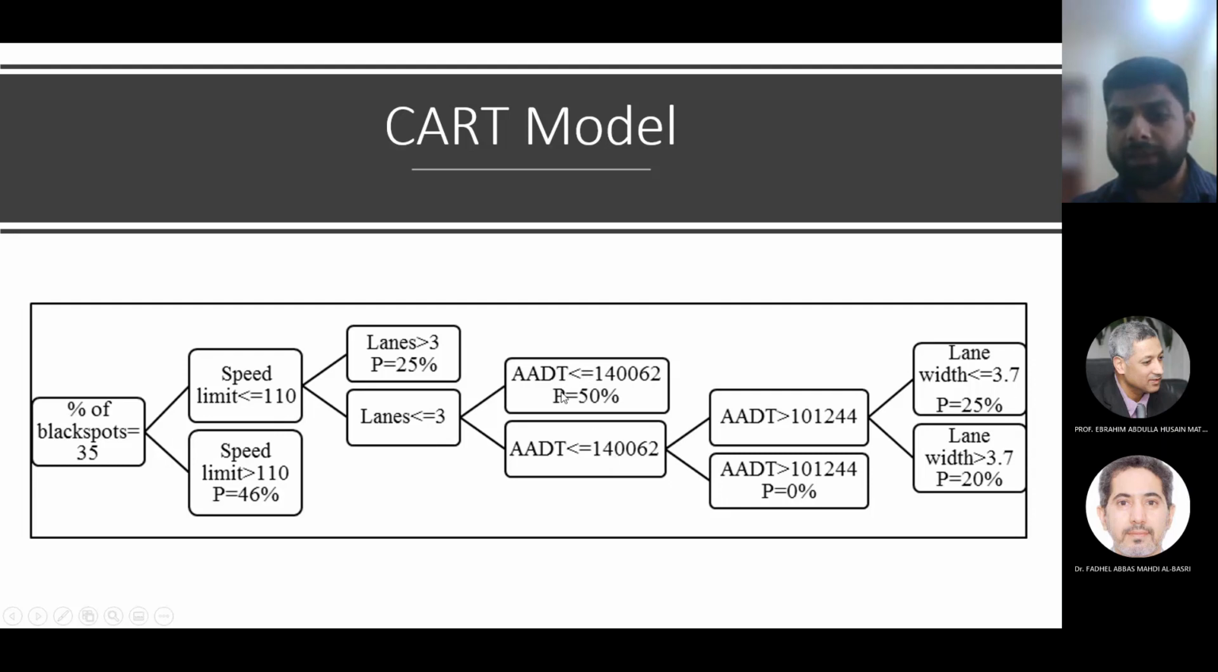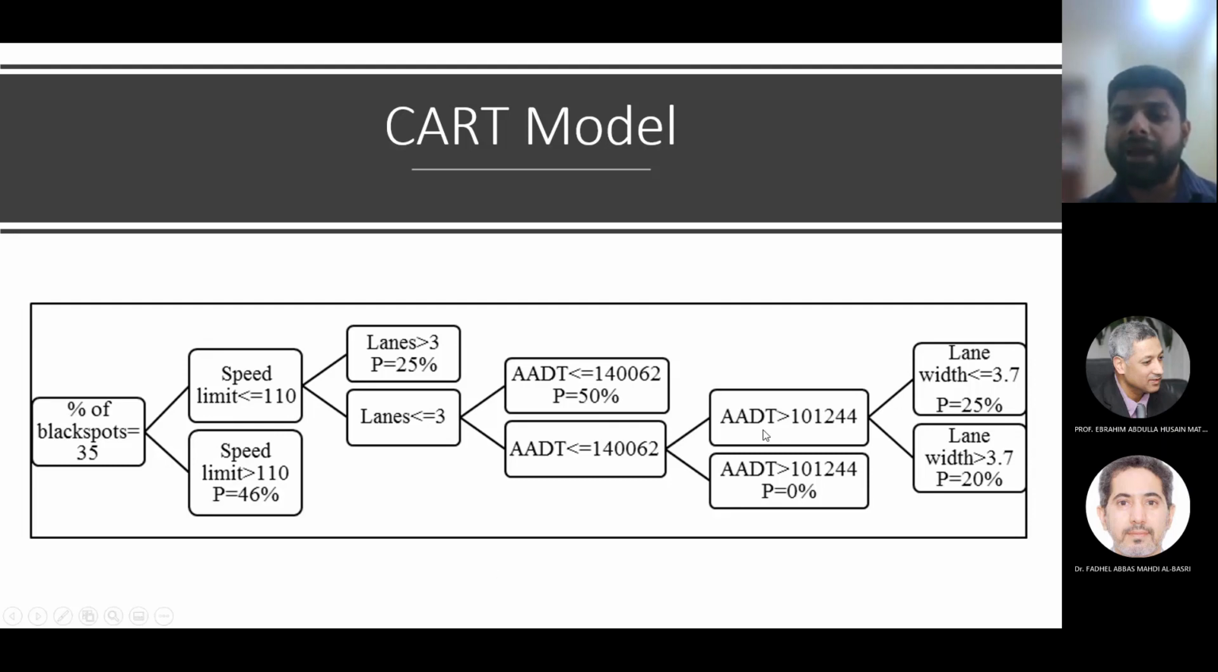The best situation is lower speed limit, low number of lanes, and... I think there's a mistake here. This should be higher. So less than or equal to this value, we have 0%. If the ADT is between this range, which is 140,000 and 101,000, then you have 0% chance of having a black spot. If ADT, the average annual daily traffic, is in this range, and you have a low number of lanes and low speed limit, you have zero chance of being a black spot. So that segment was found to be a white spot in all cases on these highways.